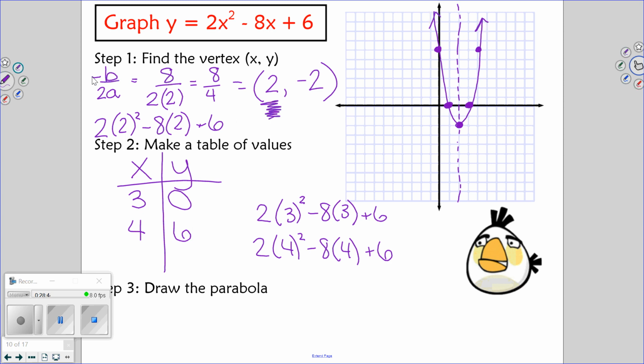So what would I have gotten had I plugged in 1? You should get 0. Look at your graph. Since I reflected that, if you plug in a 1, you just typed it in. Did you get 0? Yeah. So I found that point without actually typing it and doing the math. Okay?